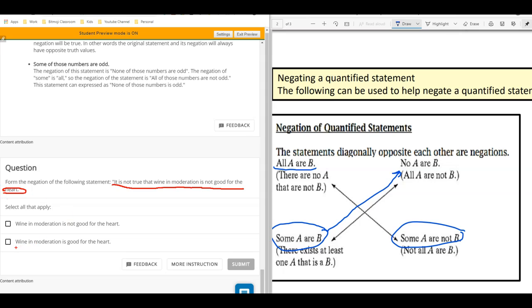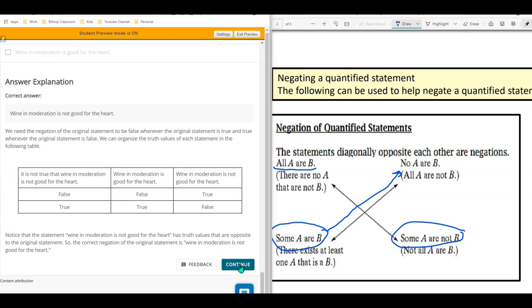Now, you might by default think wine is good for the heart, but remember what the sentence is. It is not true. So all I have to say is, it's true that wine in moderation is not good for the heart. So technically, wine in moderation is not good for the heart. So don't change the second negation, only change the first negation. All right? I have to click escape so that the annotations will disappear. So wine in moderation is not good for the heart. There you go. All right, continue.